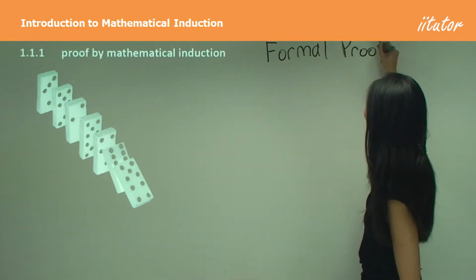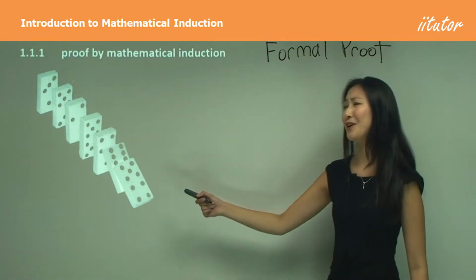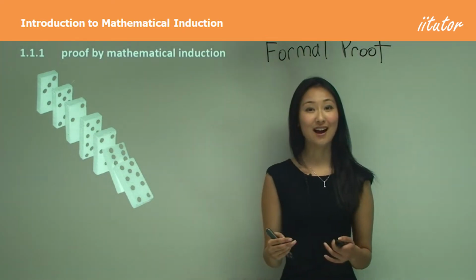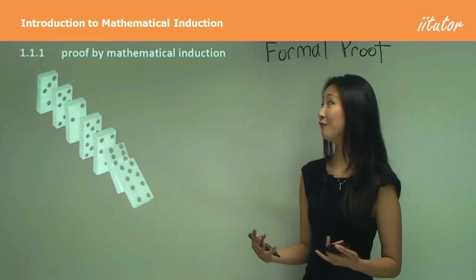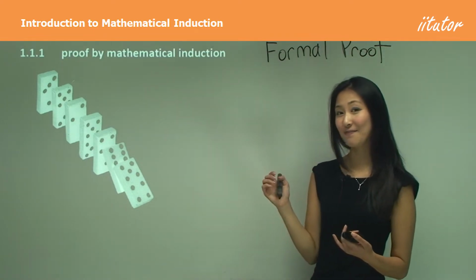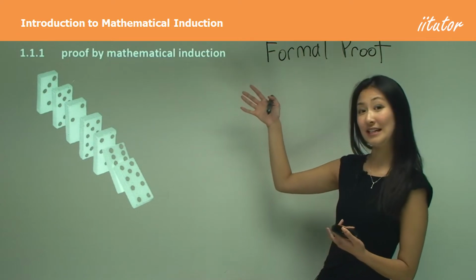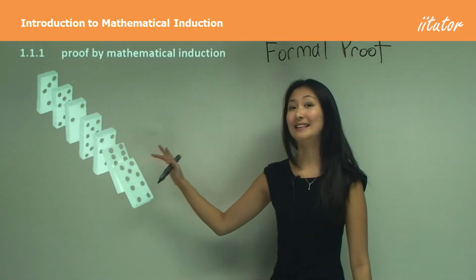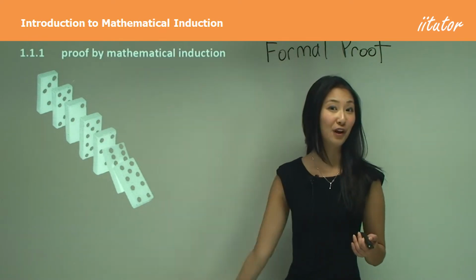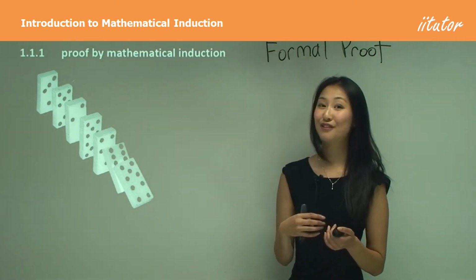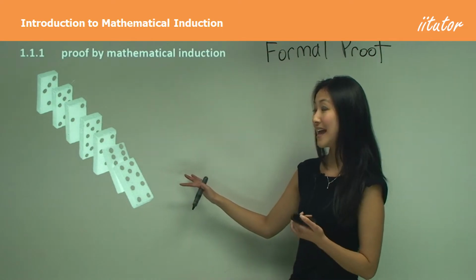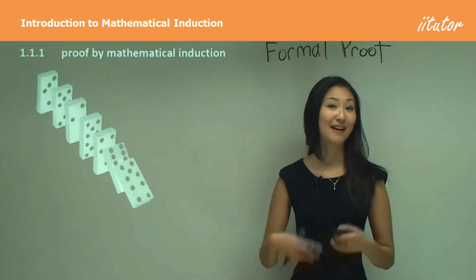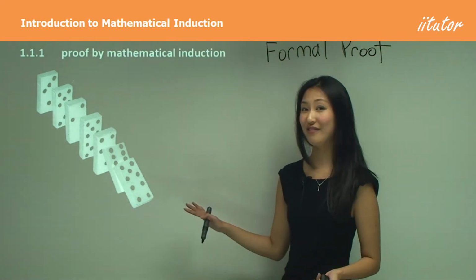Now you're probably all wondering, why do I have a picture of dominoes up on the board here? Well, that's because dominoes is actually an excellent analogy for what mathematical induction is. So if mathematical induction is a formal proof, then we're going to be proving that these dominoes will all fall over. Okay? So that's the proof that I want to have for the dominoes, that they will all fall over. And I'm going to use the process of mathematical induction to prove that.